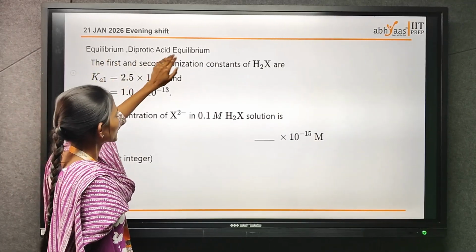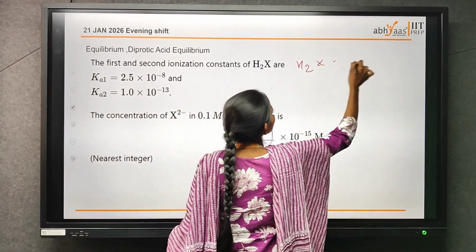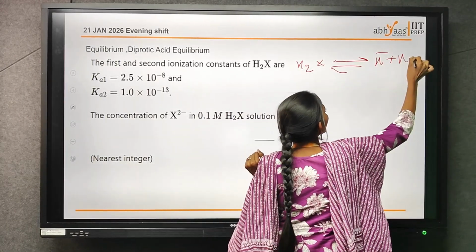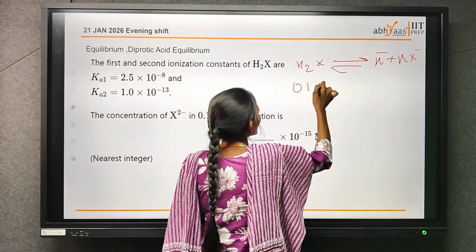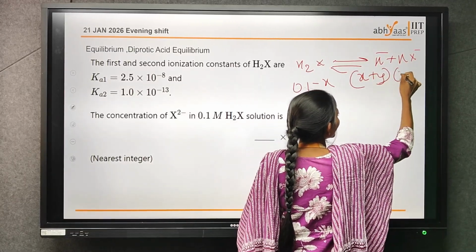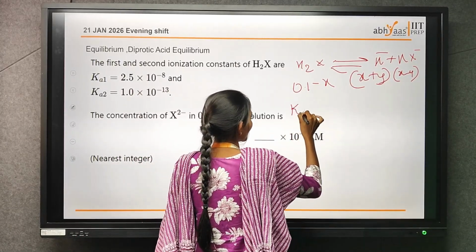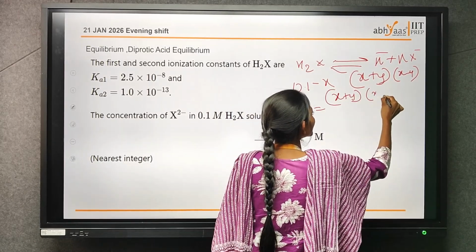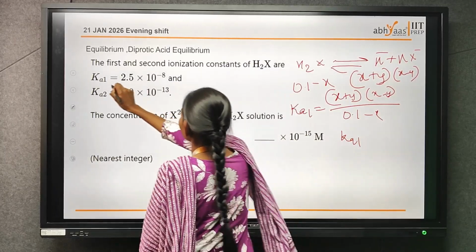And next question, on diprotic acid equilibrium. They are asking about H2X. H2X dissociates as H plus and HX minus. When you write the given values, it is 0.1 minus x, and x plus y for H plus, and x minus y for HX minus. They have given the dissociation constant Ka1 value. So what is happening here? Ka1 is (x plus y)(x minus y) by (0.1 minus x).